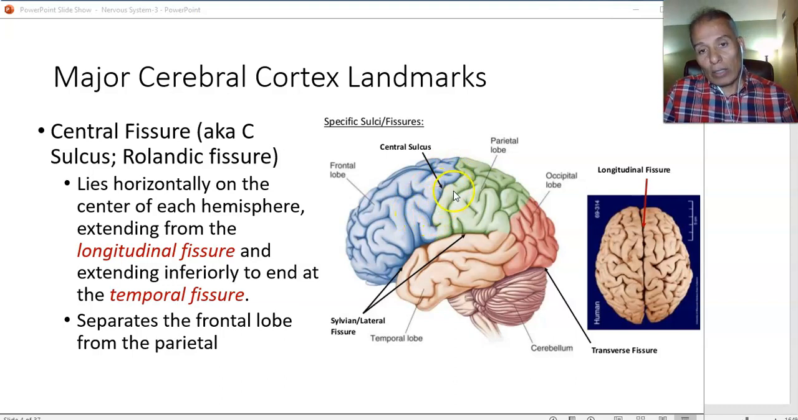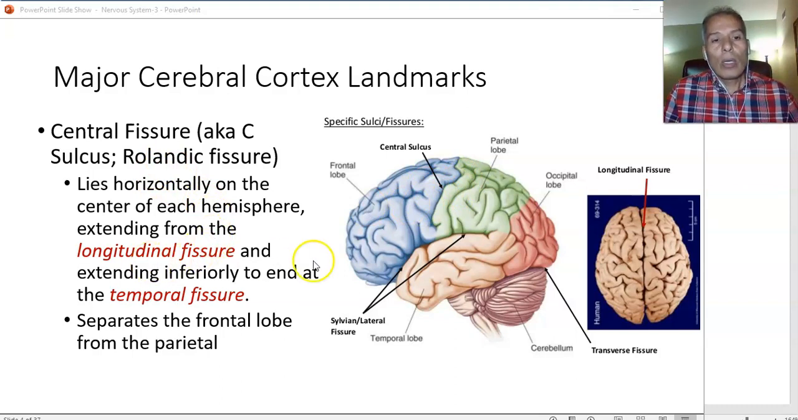Behind the central fissure, there is another gyrus that is known as the postcentral gyrus. That is anatomy. And functionally or physiologically, that is known as the primary somatosensory cortex, or the primary sensory cortex. And we'll describe this later.